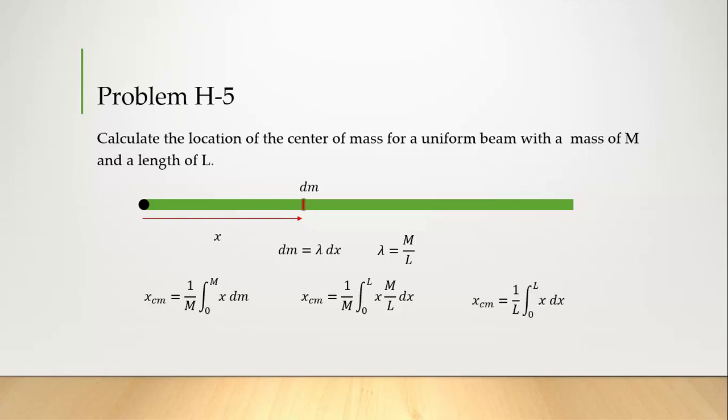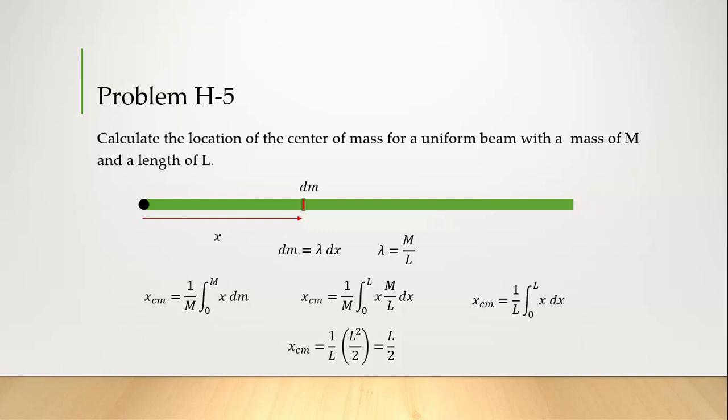Now let's pull all that out. The m's cancel. So I get 1 over L times the integral from 0 to L of x dx. If I integrate that, I would get 1 over L times L squared over 2, which sure enough verifies that the center of mass is at L over 2. So guess what? My equation works pretty well to calculate the center of mass of this uniform beam.